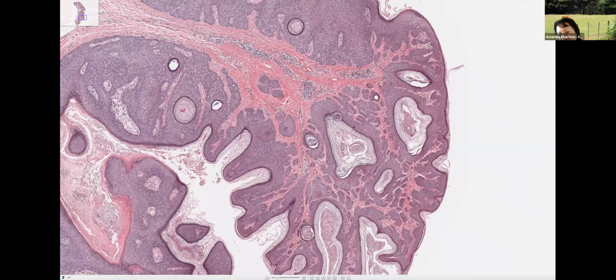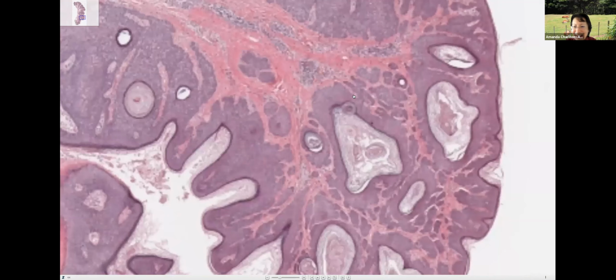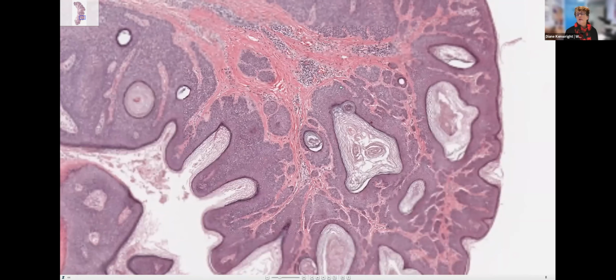It's dipping down a lot, isn't it? It is dipping down a lot. Oh, look at those nests in the underlying dermis. Are they invasive? Are there blue balls below? Yes, this is very worrying, isn't it?